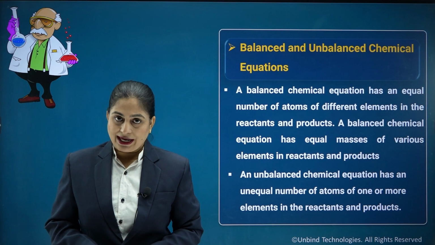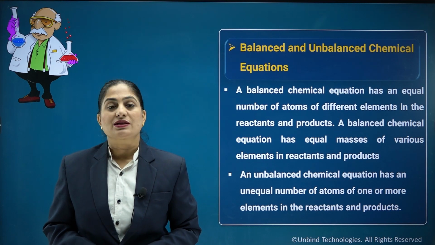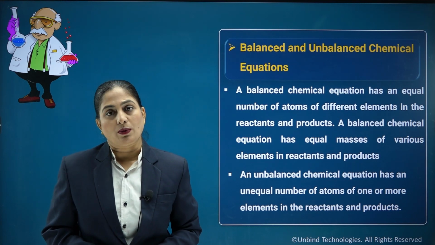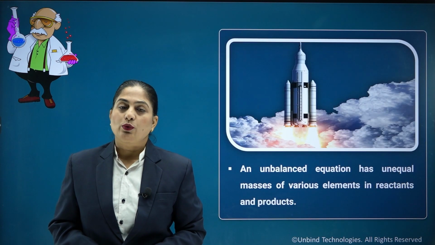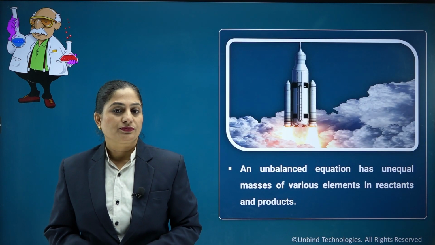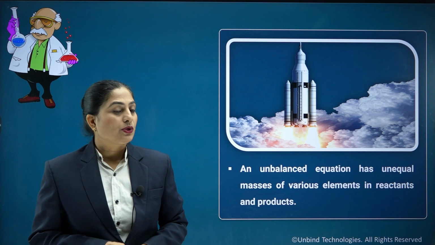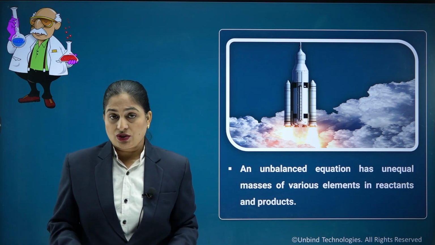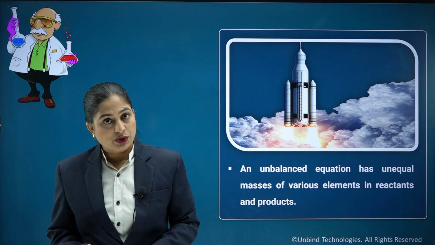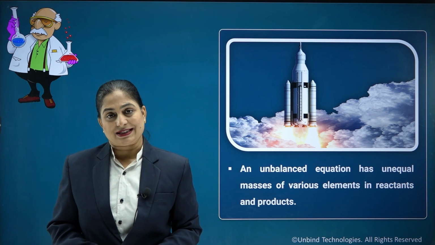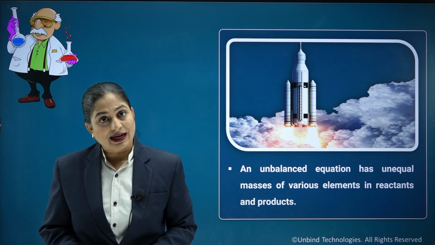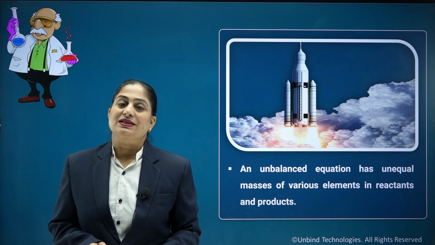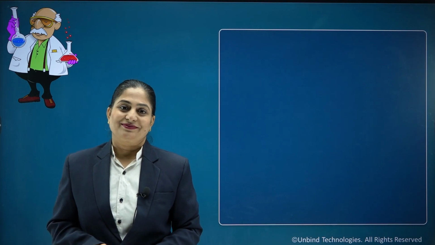So, whatever reaction is given to you, you are always supposed to write it in balanced form. Then only it would be considered correct. So, we can say that an unbalanced equation has unequal masses also and thus the equation is not correct. So, we need to write in terms of proper masses and thus I am saying that we have to follow the law of conservation of mass.